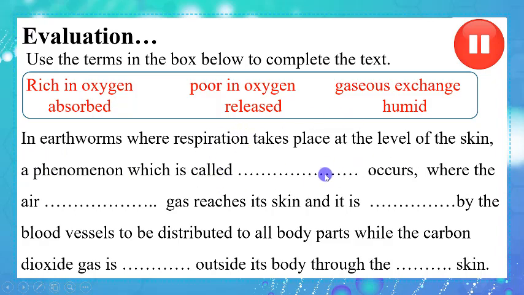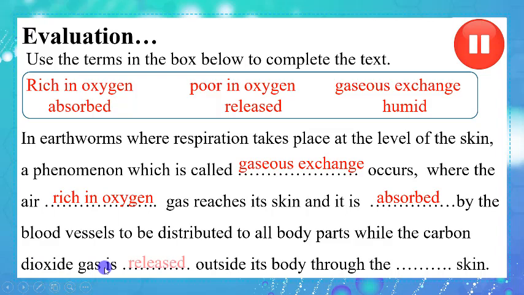What happens through the skin? The air reaches its skin. Which air reaches the skin? The one rich in oxygen, and it is absorbed by the blood vessels. What happens to the oxygen at the level of the skin? It is absorbed by the blood vessels to be distributed to all body parts, while the carbon dioxide gas is, what happens to carbon dioxide? It is released outside the body through the humid skin.